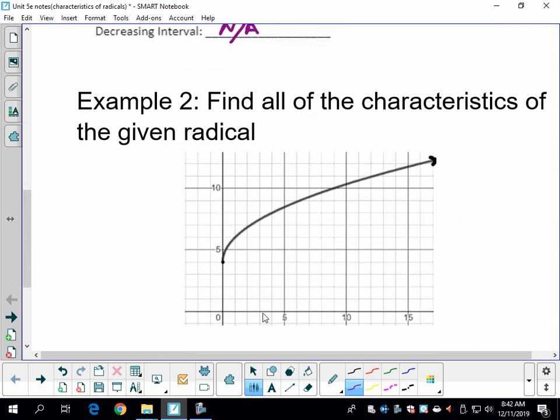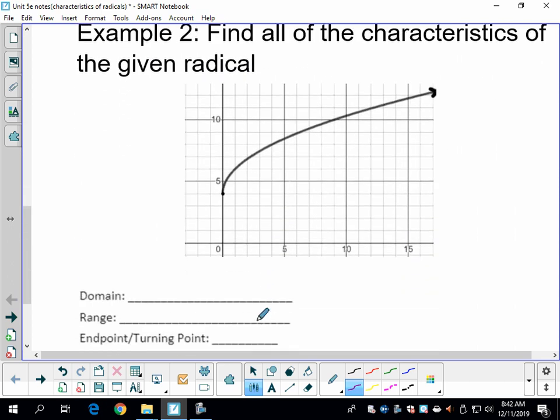All right, next one. Find the characteristics of the given radical. This is a square root function, so we have a starting point, or endpoint, here at 0, 4, so we might as well write that right away. 0, 4. The domain is how far left to how far right. If we continue with this slide, squishing it down to the x-axis, this endpoint will come down to 0, 0.